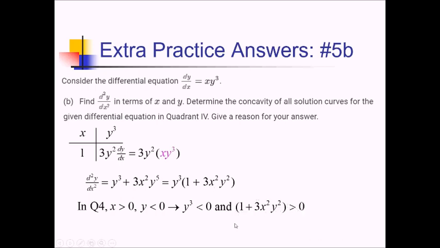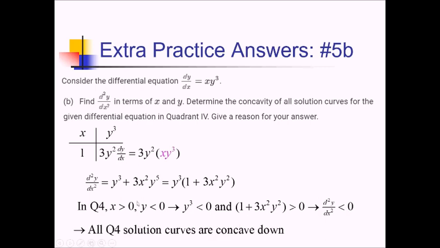So in the fourth quadrant, you are guaranteed that no matter what you're plugging in down there, you're always multiplying a negative times a positive, which means that overall in the fourth quadrant, the second derivative is always going to be negative. Okay, so with that said, what does that tell us about our solution curves? Well, if your second derivative is negative, that means the original function must be concave down. So in quadrant 4, all our solution curves will be concave down.